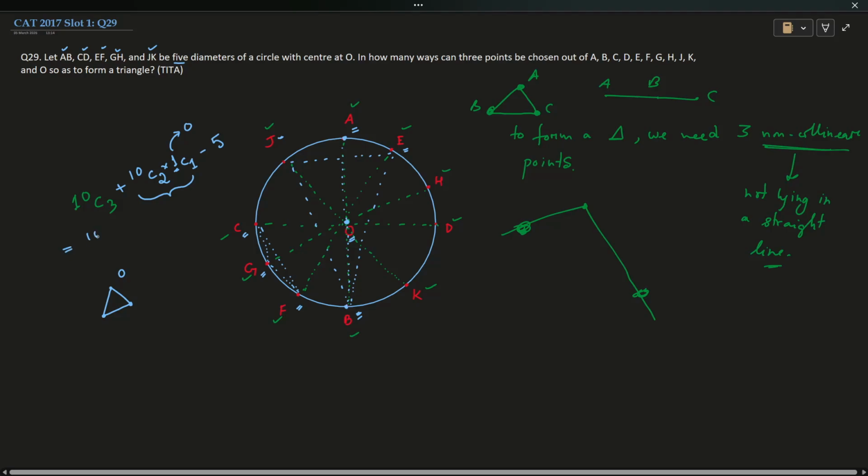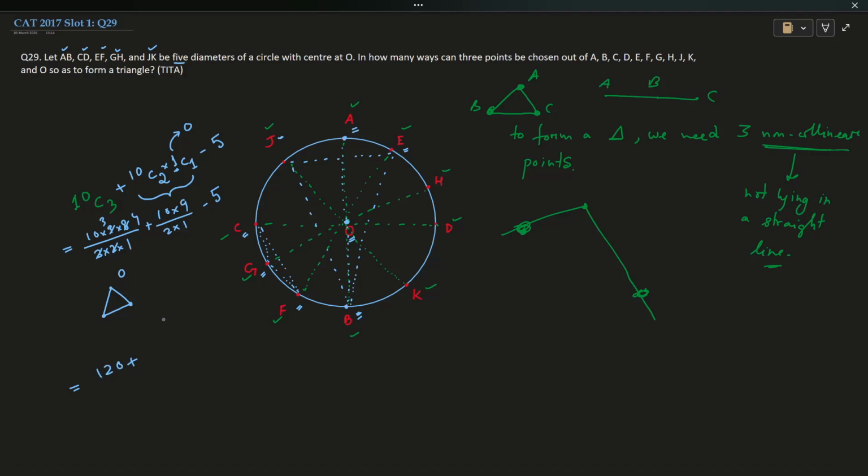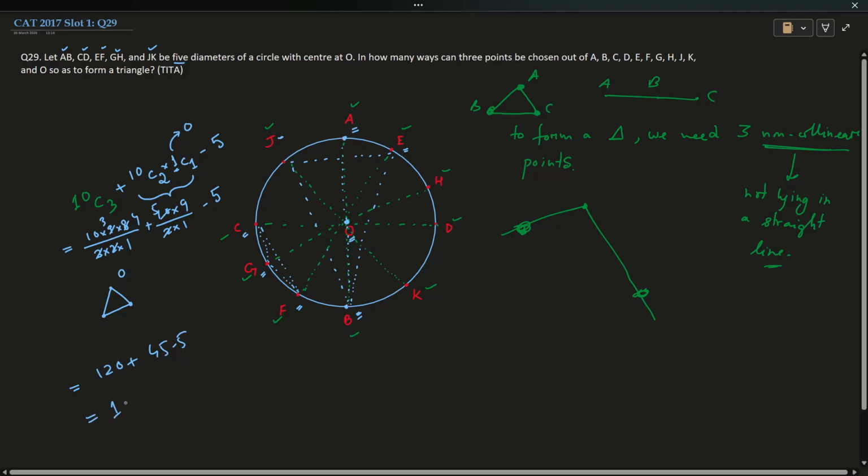And what is 10C3, guys? 10 into 9 into 8 by 3 into 2 into 1, plus 10C2, which is 10 into 9 by 2 into 1, minus 5. That equals 120 plus 45 minus 5, which will be 160. So the correct answer will be 160.